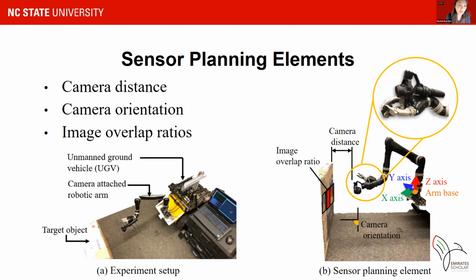So we focus on the 3 elements for the sensor planning. The first one is keeping the camera distance the same to the object plane at each image taking location, and the orientation of the image plane is parallel to the object surface. And to ensure enough feature matching, the image overlap is also considered.